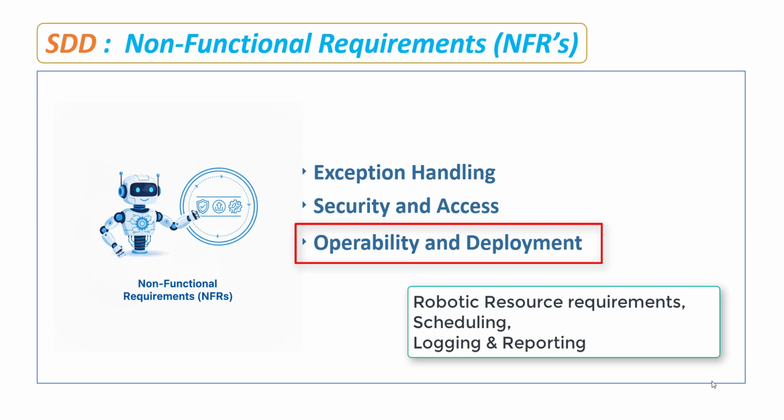Whereas scheduling, which is the proposed schedule for the bot. For example, we have to schedule a bot daily at 8 a.m. We are going to schedule this. Coming to the next subsection, that is logging and reporting. We will provide what information that the bot will log and how the results will be reported as part of logging and reporting section we are going to define.